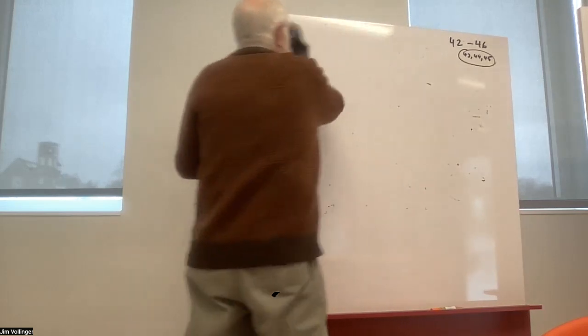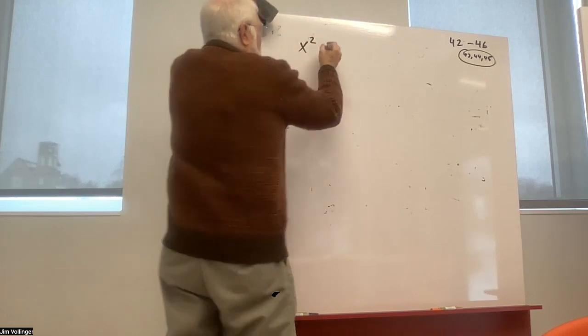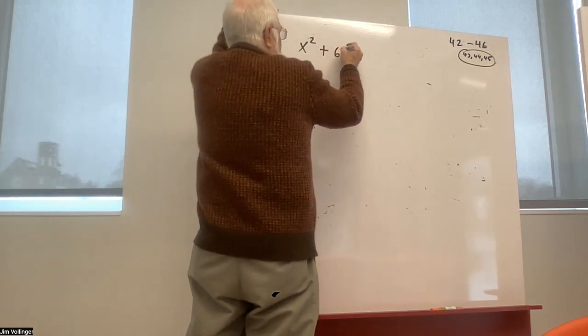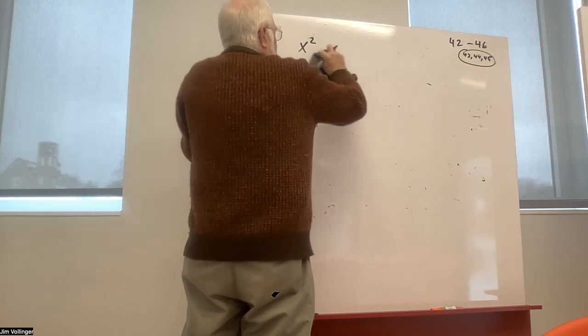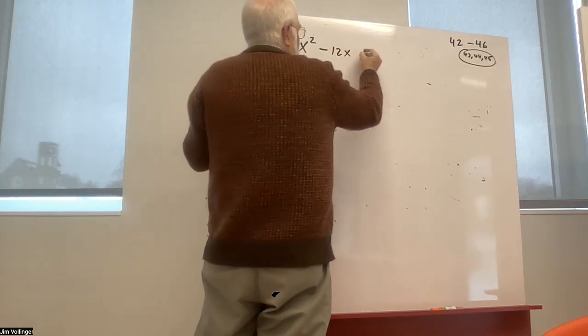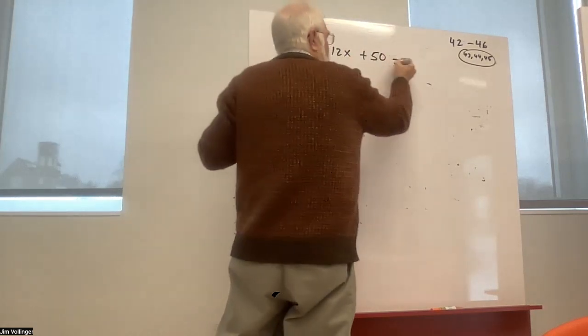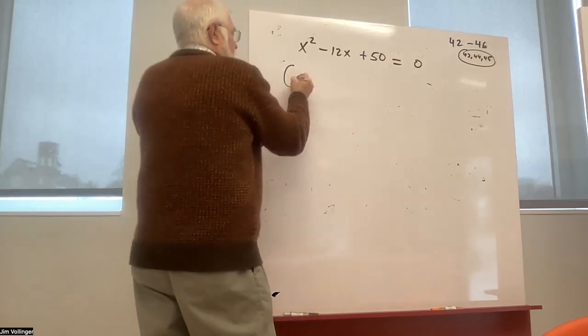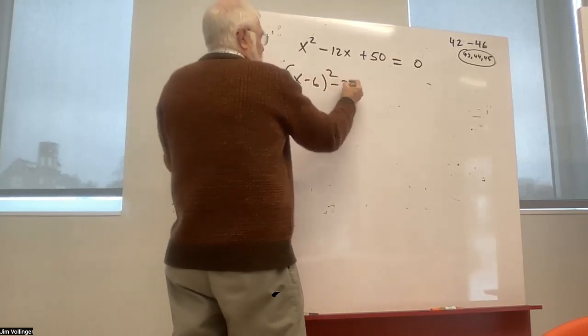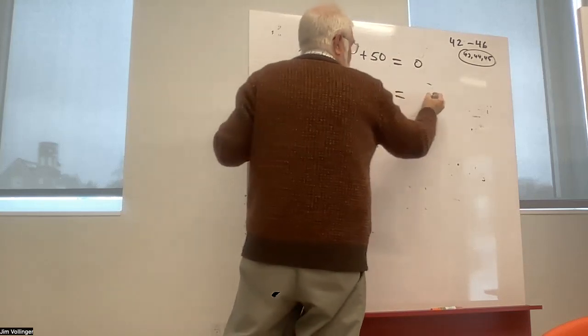And the last one, let's make some imaginary answers here. Let's go x squared plus 6x, minus 12x, and let's make this plus 50. All right, that's probably not going to be a real answer. So I got x minus 6 squared minus 36 plus 50. Oh, that's 14 on the right.